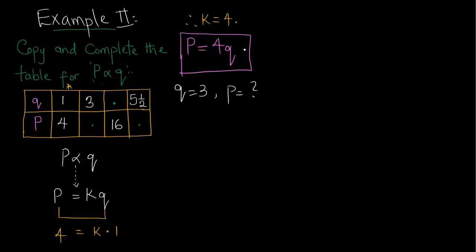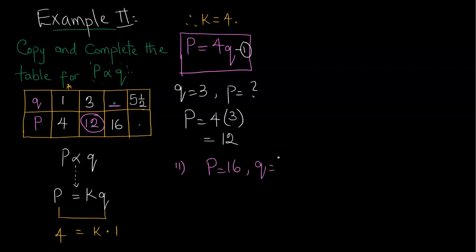So I'm going to call this equation 1. So substituting the value of q in equation 1, I would have p equals 4 times 3, and this is equal to 12. So I'm just going to fill this in. When q is 3, p is equal to 12. Similarly, here, q is missing. So I'm going to call this 2. P is equal to 16, and q is unknown.